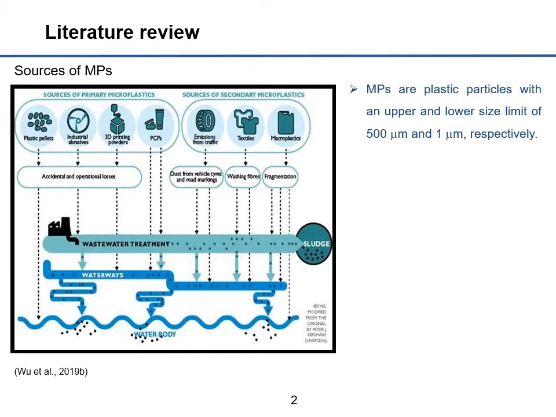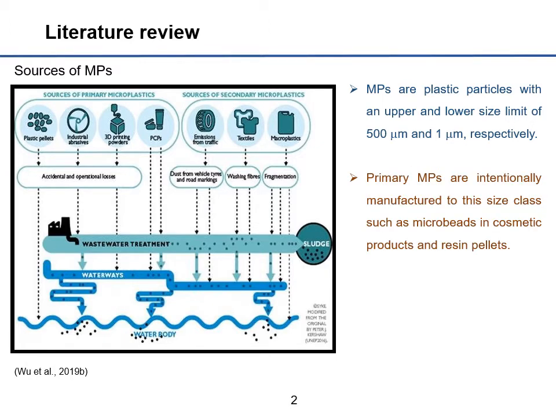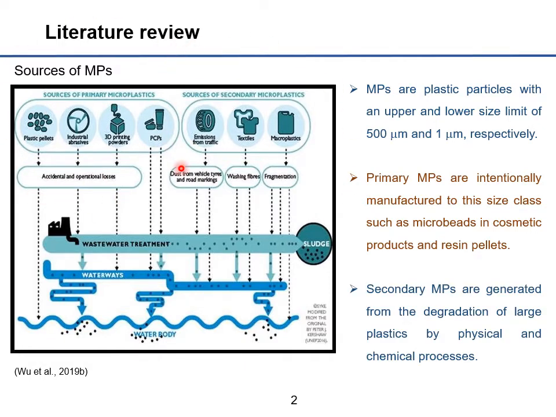So what are microplastics? Microplastics are defined as plastic particles with a size from 1 to 500 micrometers. And microplastics can be separated into primary and secondary. The primary microplastics are the plastics that were produced in micro size, and the secondary microplastics are the microplastics that are generated from the degradation of larger plastic by physical or chemical processes.